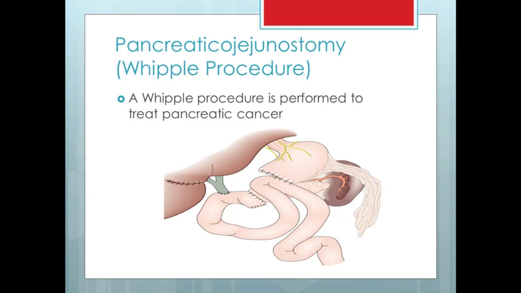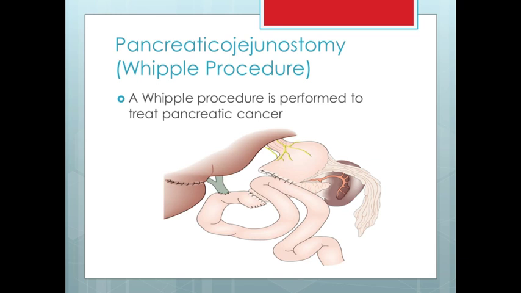A Whipple procedure is performed to treat pancreatic cancer. The head of the pancreas, duodenum, and a portion of the jejunum, distal stomach, and the distal section of the common bile duct are removed, and the biliary, pancreatic, and GI tract are reconstructed.